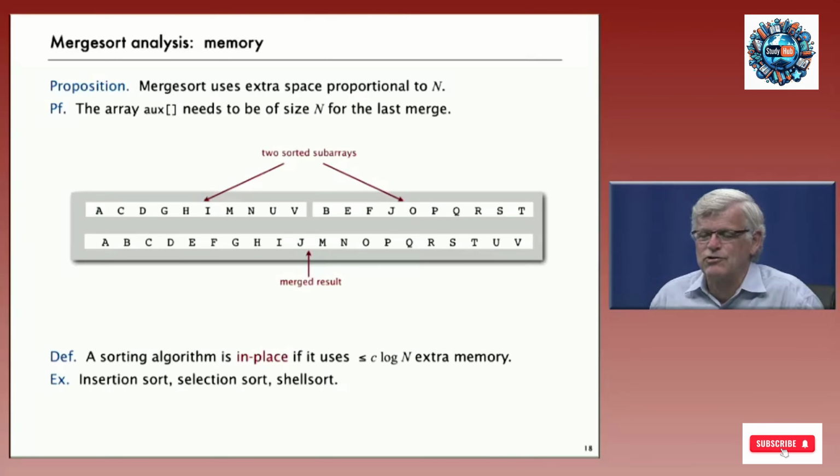Insertion, selection, and shell sort were in place. They don't use much extra memory. But with merge sort, you can only sort really half of what you can fit in memory because you need that auxiliary array for the other half.